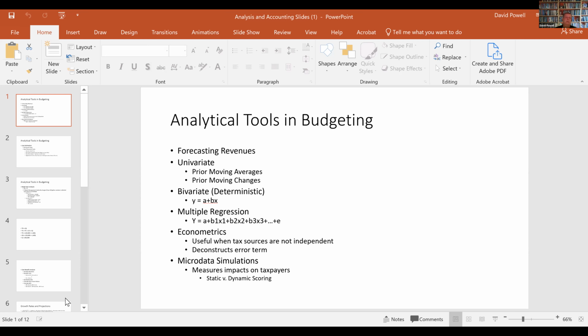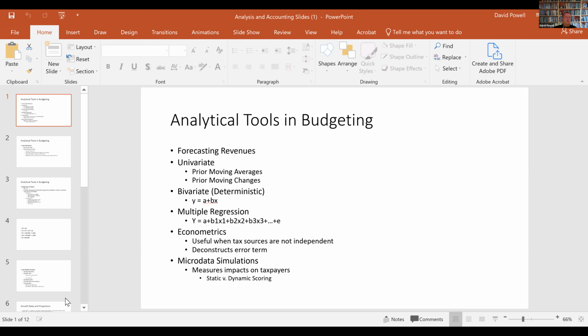So we need to talk about some of the ways in which we can analyze our budget documents. And again, what I have found over the years is that the best way to communicate this information is to link it to the purpose we're using those analytical tools for. So we're going to organize all these tools according to why we would use them.